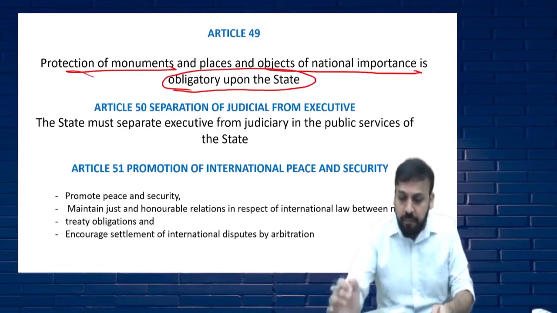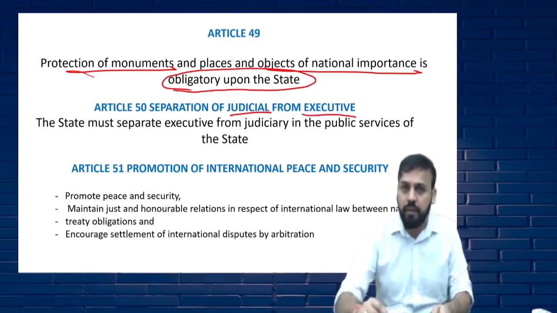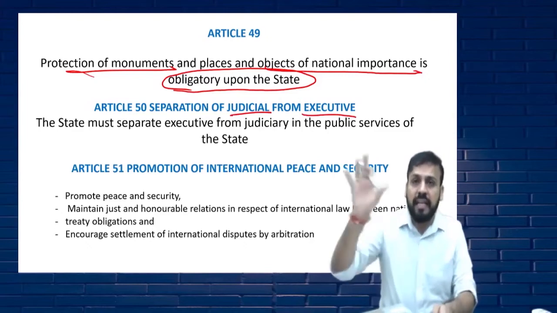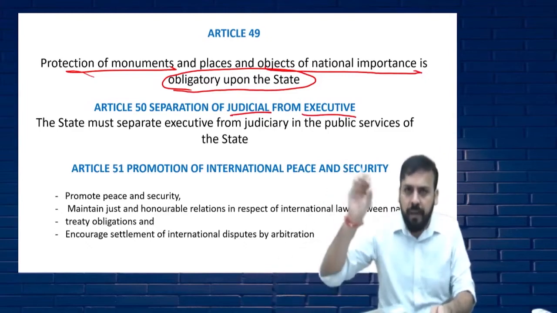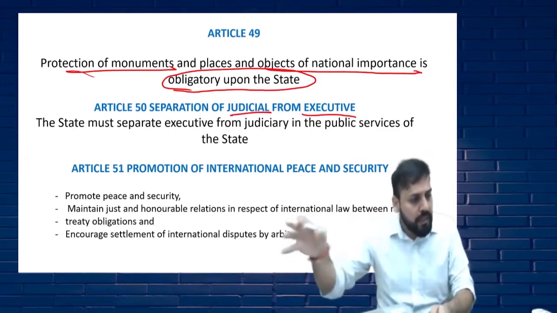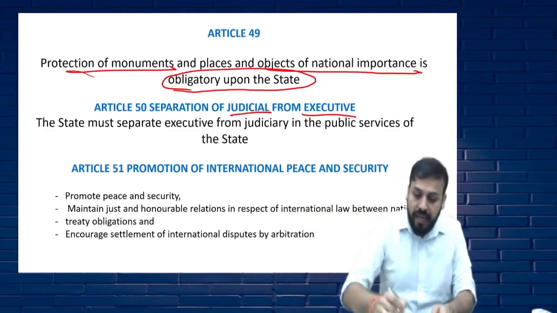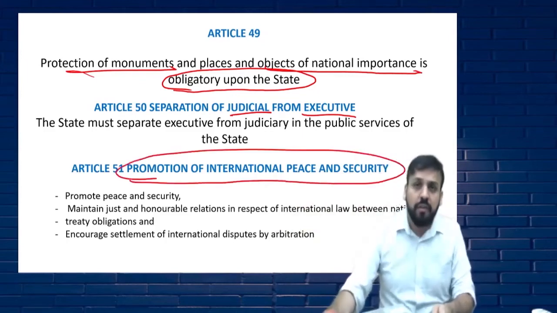49 is telling that, and 50 is telling that the judiciary should be separated from the executive, and that is there. We have a separate judiciary system, courts and executive. The officers are different who are running the income tax department, police department. They are separate. Executive is separate, and judiciary is separate. Then try to promote international peace and security. Have good relations with various countries.